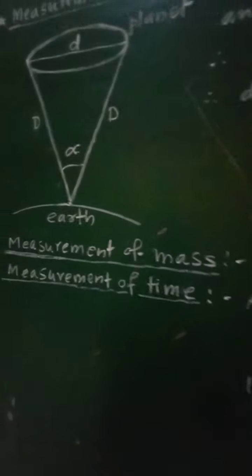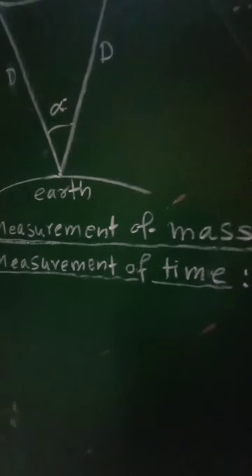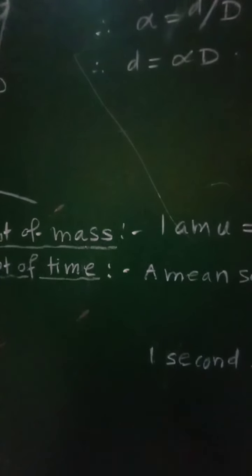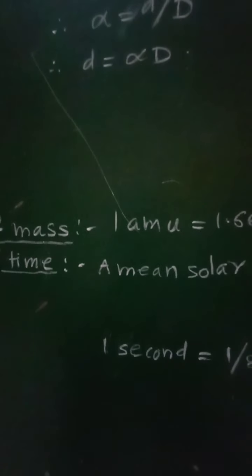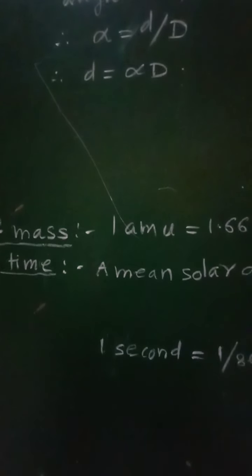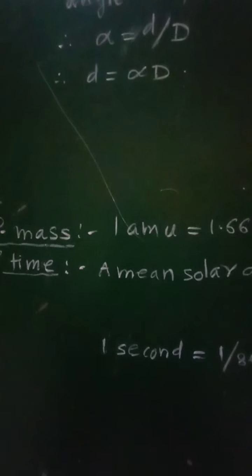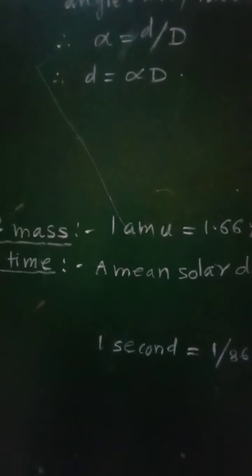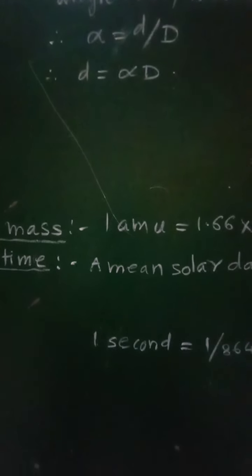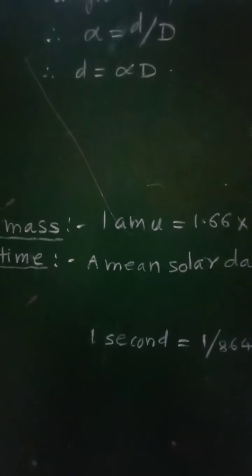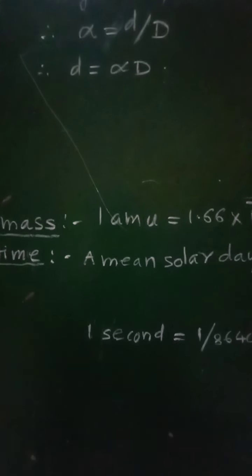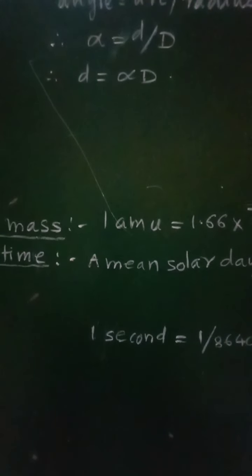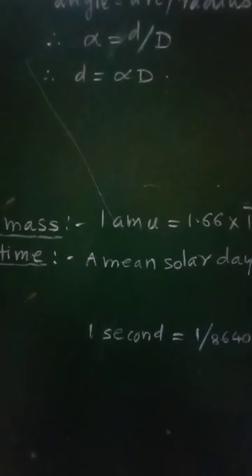Then let us go to the next measurement, that is the measurement of time. The SI unit of time is the second. A mean solar day is the average time interval from one noon to the next noon. The average duration of the day is taken as 24 hours. 1 hour is 60 minutes and each minute is 60 seconds.